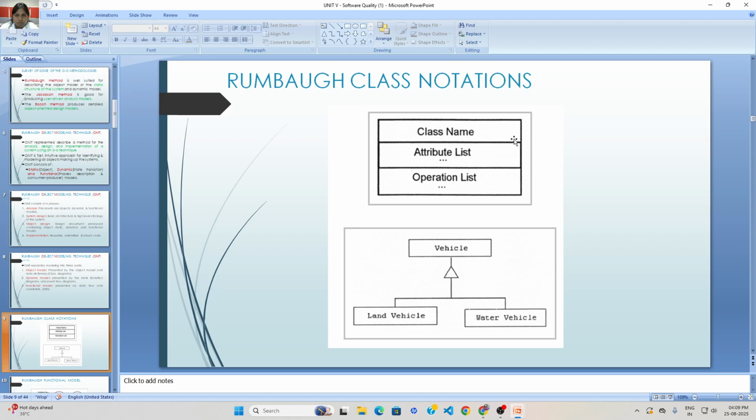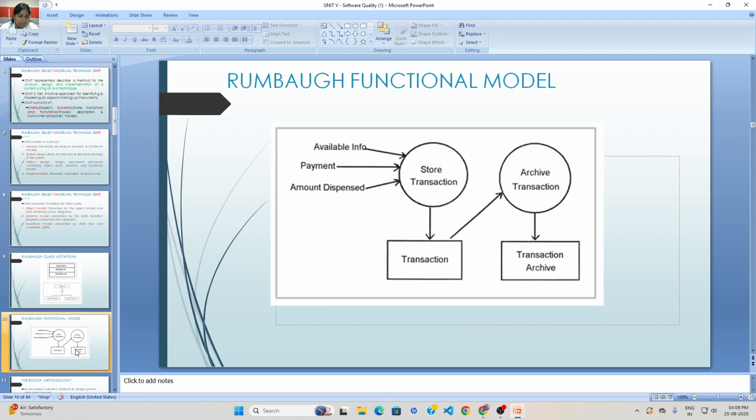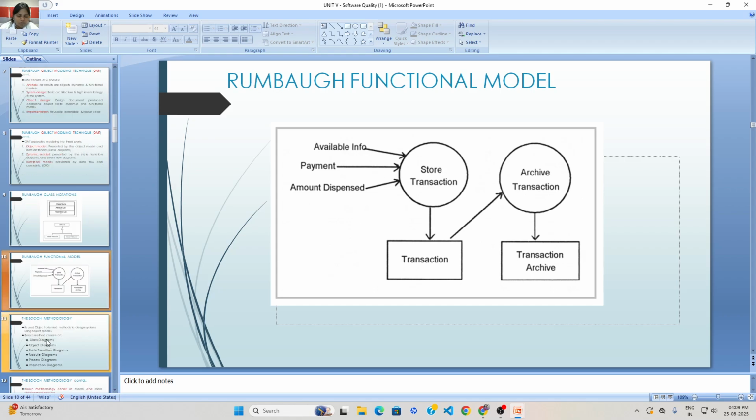An example for Rambach class notation is a class diagram. It has a class name, and after that, we mention the attribute names, then the method names. So it is a hierarchy. First, we mention the superclass, and then under the superclass we have two subclasses. So this is the class diagram, and this is a data flow diagram. It is used to show data flow between two classes or two objects. It is used to represent the functional model of Rambach.